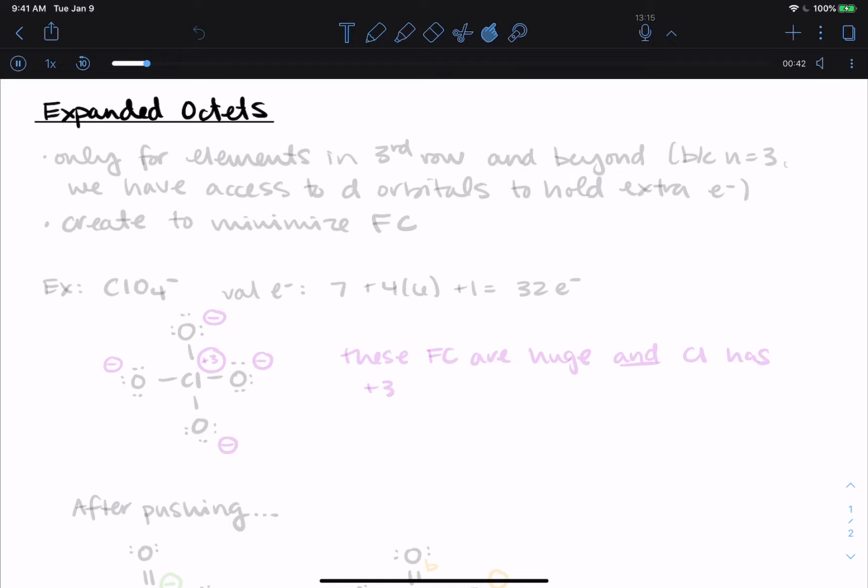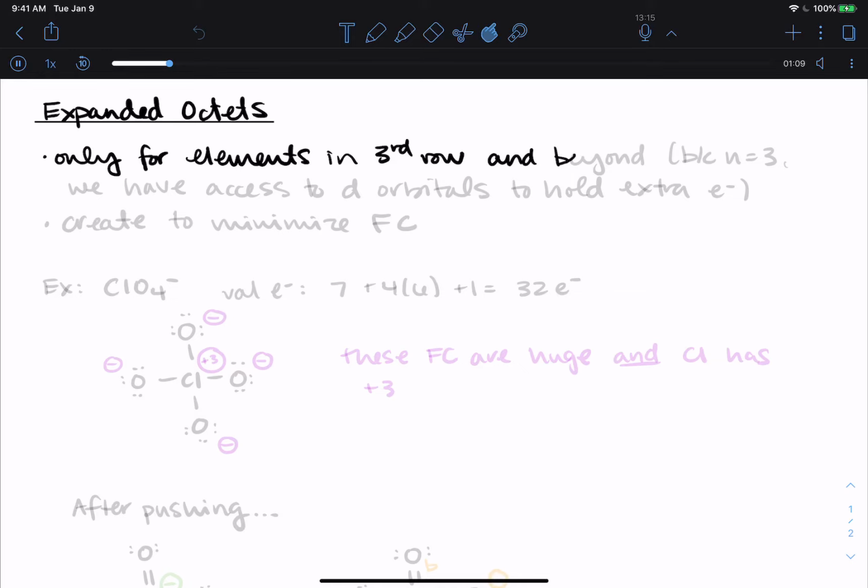to do. So for this class, you can expand octets, but only in certain cases, and those cases are only for elements in the third row and beyond.